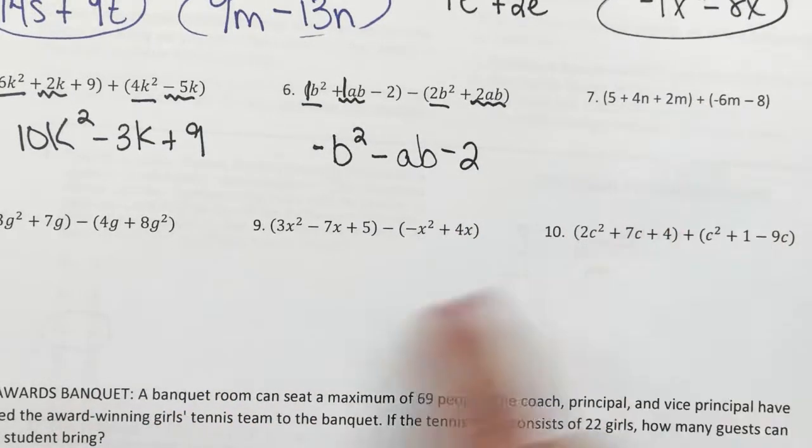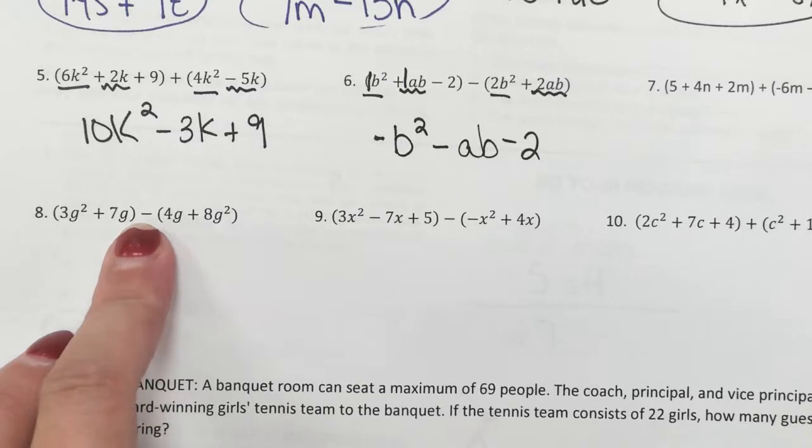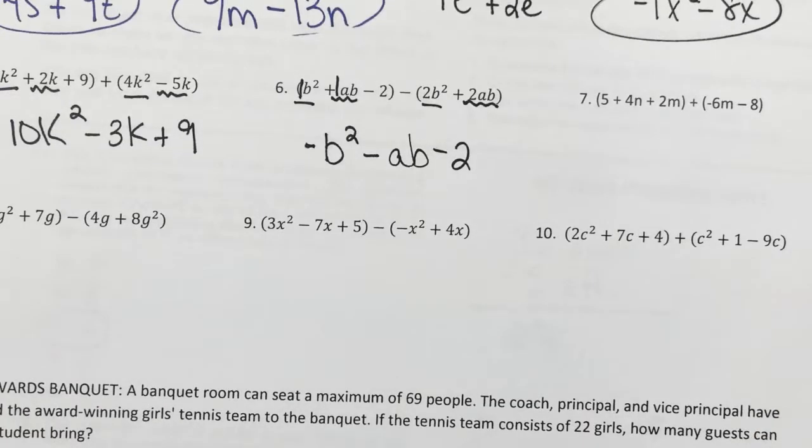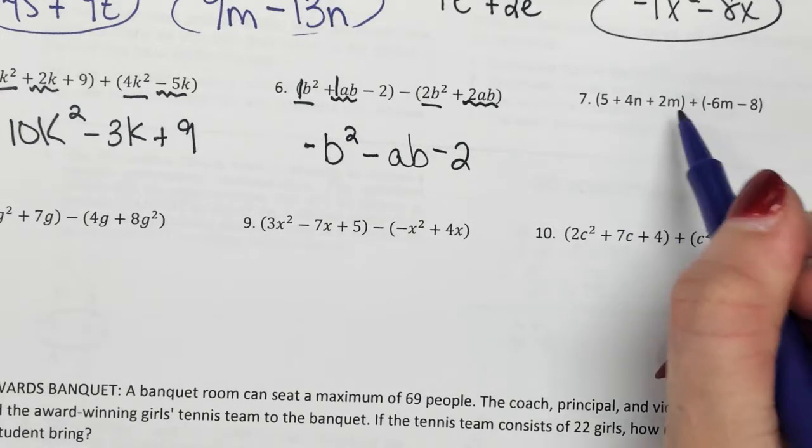Add, right? Number 8, since it has parentheses, what are you going to do to everything? Subtract. Alright, here we go. Number 7, what are you going to add? Go. 2m plus negative 6. Did you have to start with those? No, but it's like proper, right?